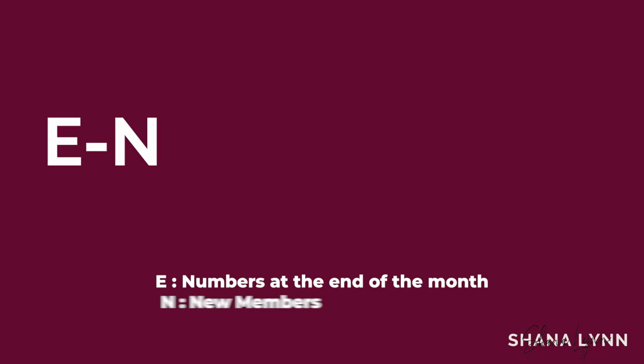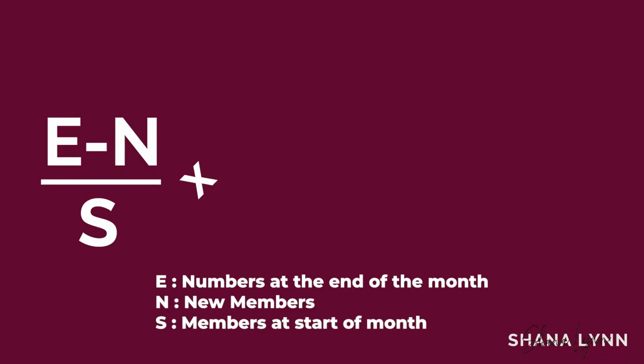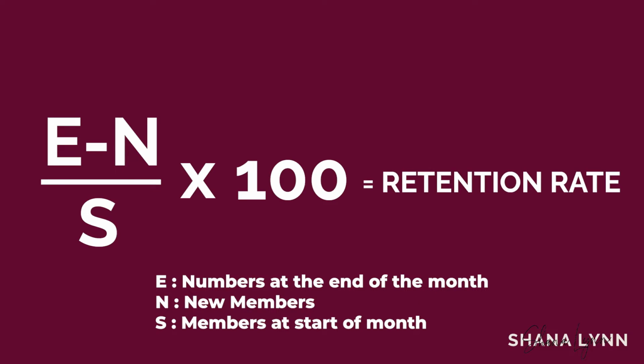Okay, here we go. Here's the simple formula for tracking retention. You're going to do E minus N divided by S times 100. E minus N divided by S times 100. What do these mean? Well, E is the end of the month. How many members do you have in your program at the end of the month? So let's say it's May 31st. At the end of the day on May 31st, how many members do you have inside of your program?